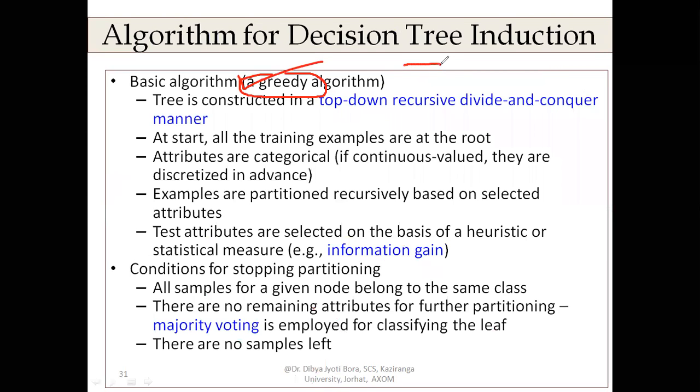Meaning, if you are in this state, you find the cost incurred is 20 units. But if you find one more state where the cost involved is only 10, then of course you will switch to that particular state. This is just an example to show you what is meant by a greedy algorithm. So first, the decision tree is a greedy kind of algorithm. Then the next thing is that this is a top-down recursive divide and conquer manner.